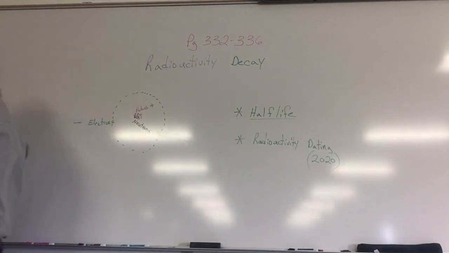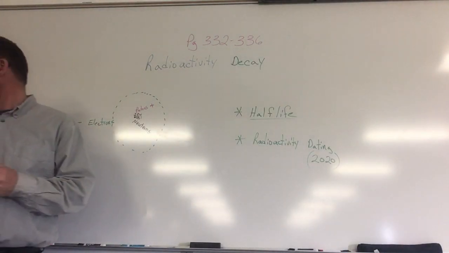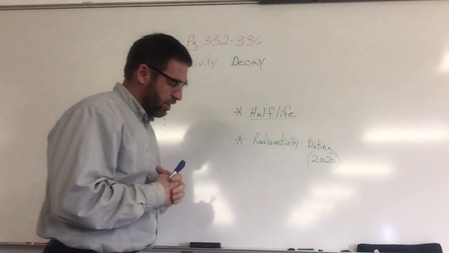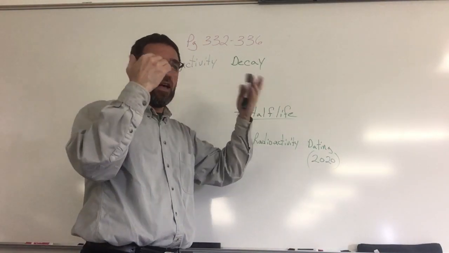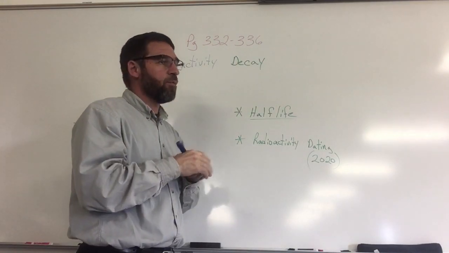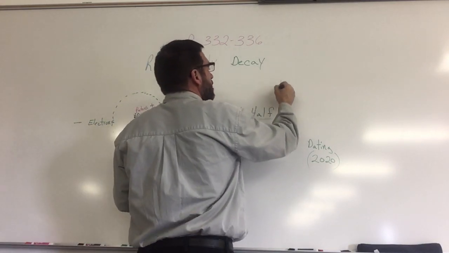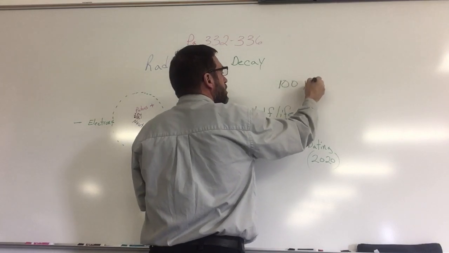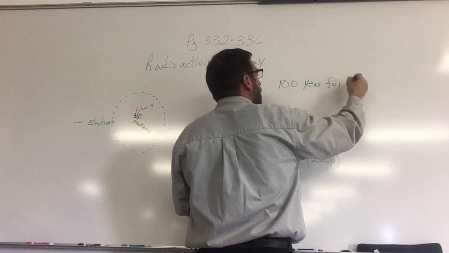Half-life you will find on page 332. Half-life is the time it takes for half the original sample of radioactive isotopes to decay. Whenever you have the radioactivity decay, it's destroying at a certain rate. So the way half-life works is that let's say it takes 100 years for half.